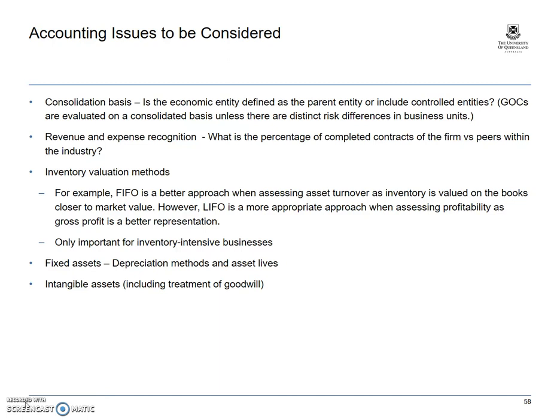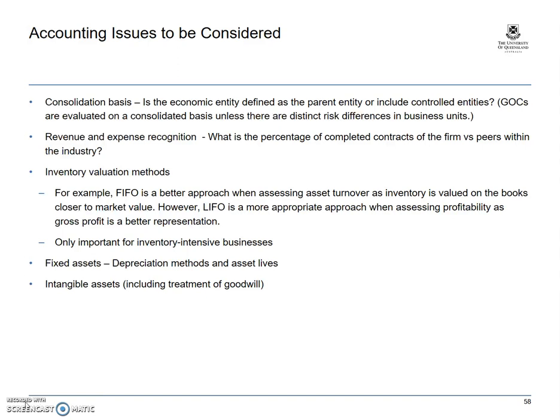Some of the key things to think about is the consolidation basis. So is the economic entity defined as a parent entity, and does it include controlled entities, and how are they consolidating? What's the revenue and the expense recognition? So what percentage of completed contracts for that particular firm, and then compare it with how other firms in similar industry recognise revenue.